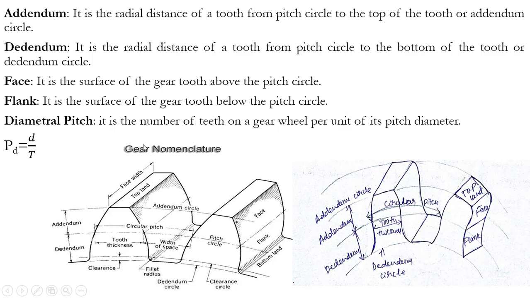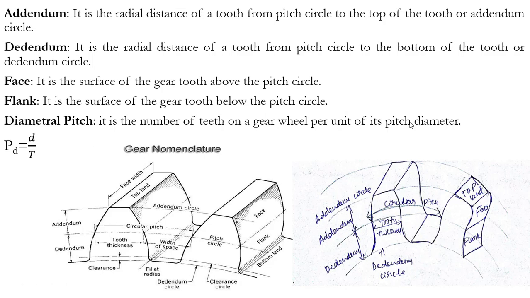So I think it was diametral pitch. The formula is reversed, I guess. I will make a clarification of this. I think it should be T by D. It is the number of teeth on a gear wheel per unit of its pitch diameter, so it should actually be PD equal to T divided by D. I will clarify that in the WhatsApp group. Yes, this is regarding diametral pitch. It's the number of teeth on a gear wheel per unit of its pitch diameter.